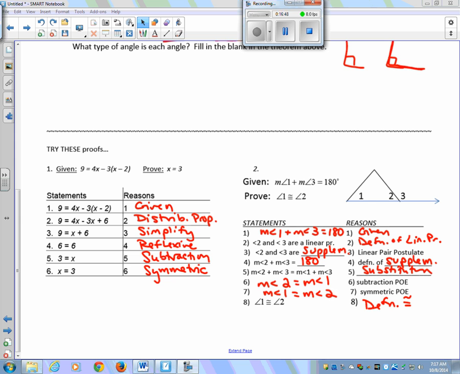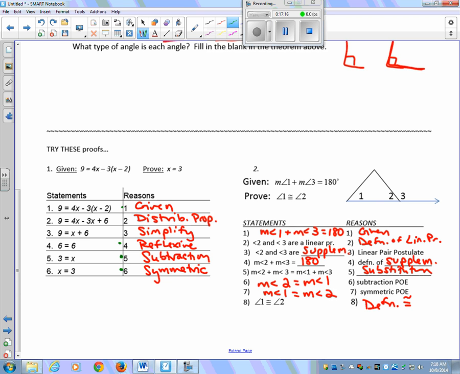Okay, so you can check your answers here for this algebraic proof. First step was given. Second one was distributive property. The third one, you're just simplifying, combining like terms here. Then we have 6 equals 6 is the reflexive property. And then 3 equals x is subtraction. And then x equals 3, we're just switching the order, so that's the symmetric again.